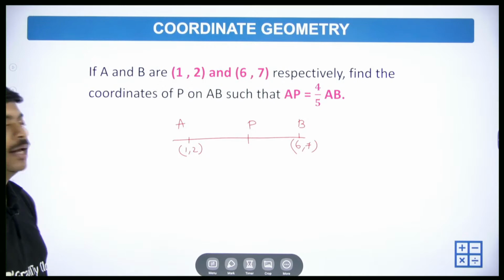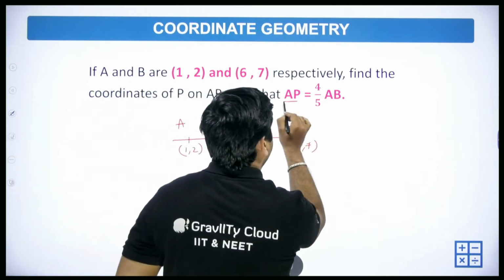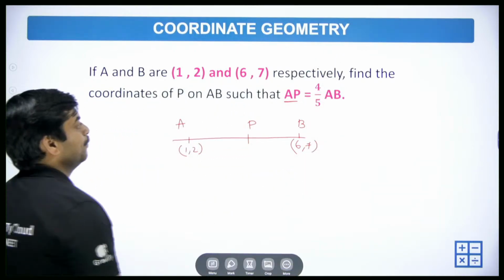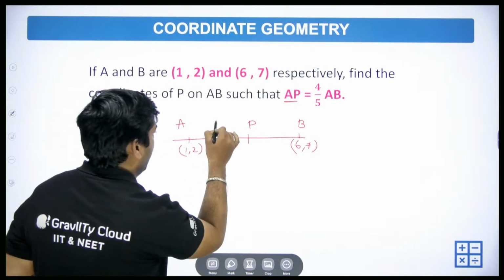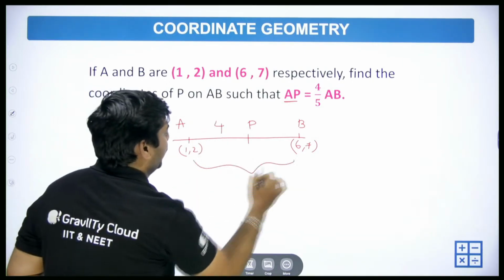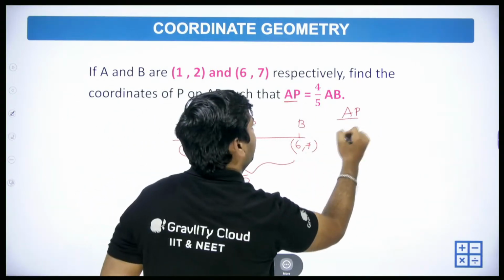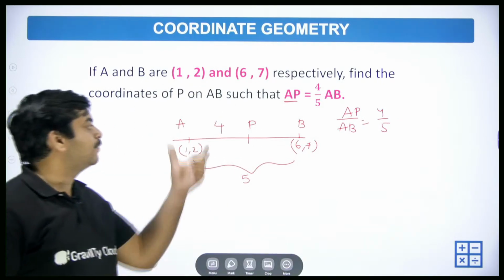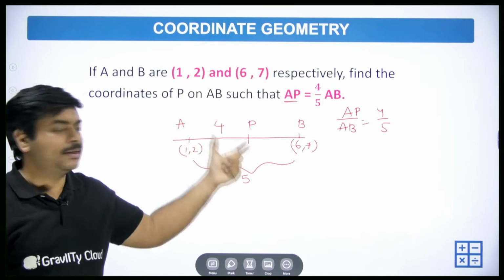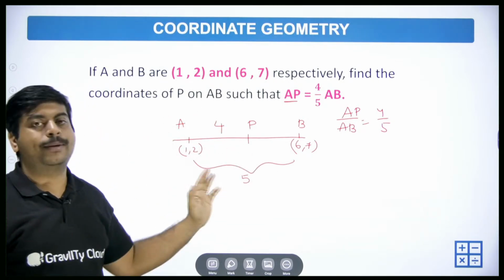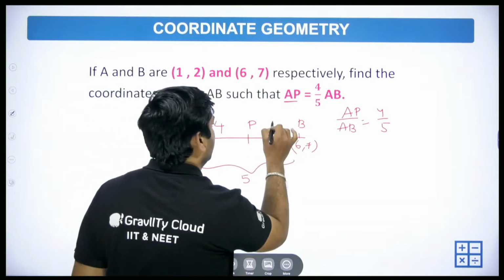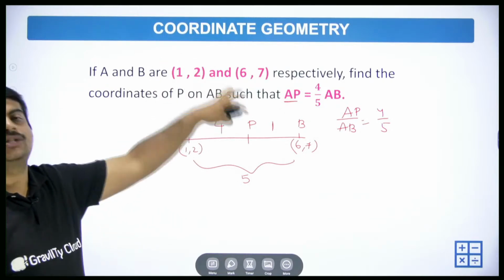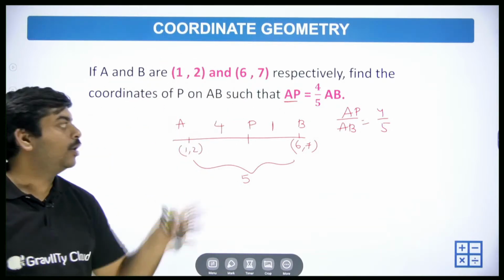What is the meaning of that? That means AP will be, out of the total 5 parts, you need to get 4 parts. So see carefully here. AP by AB is 4 by 5, correct? So if AP is 4 parts, not exactly 4 units or 4 centimeters, the total AB should be 5 parts. That means the leftover PB is 1 part. So the ratio is 4 is to 1, not 5 is to 1 or 4 is to 5.